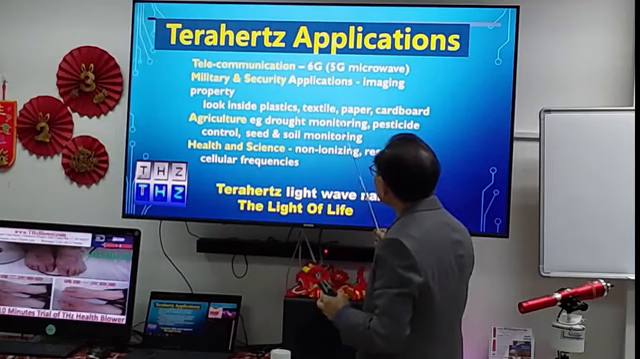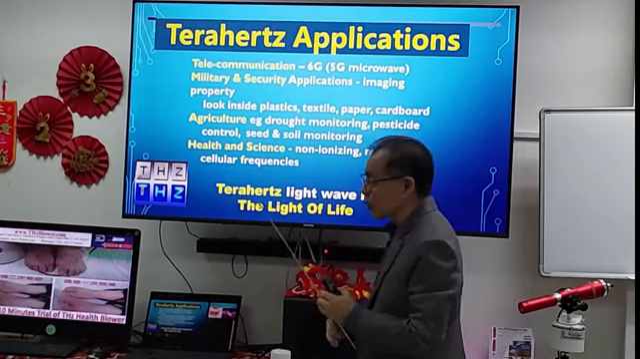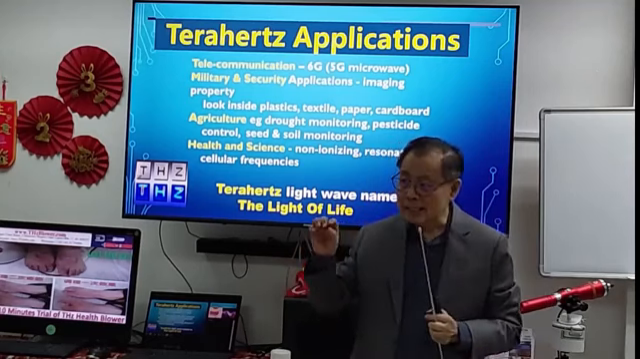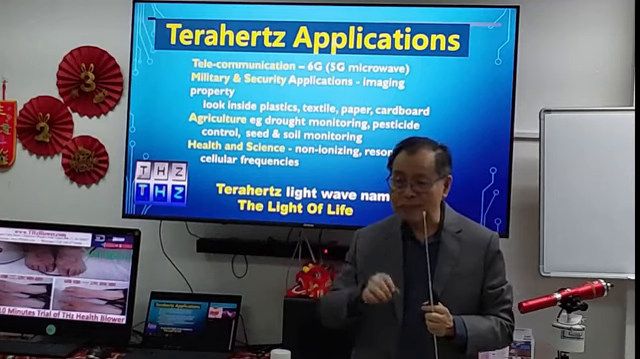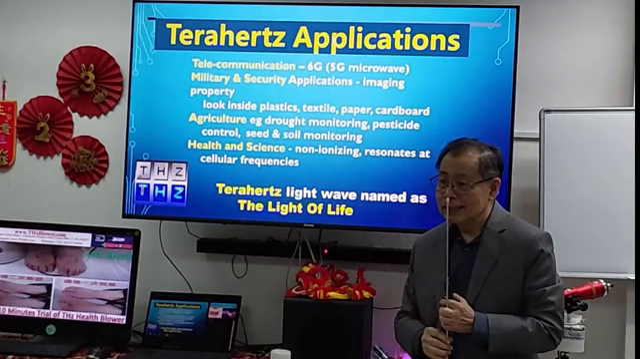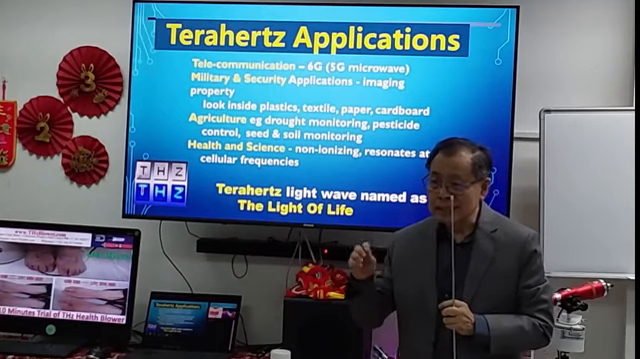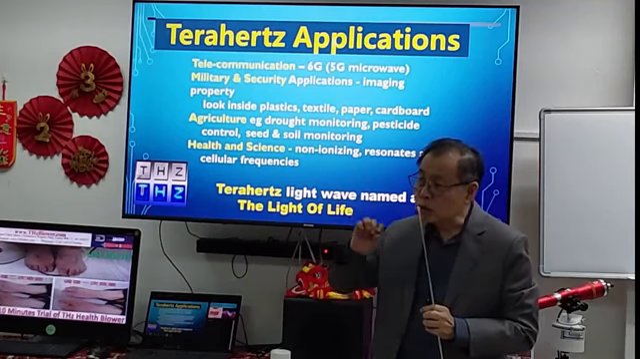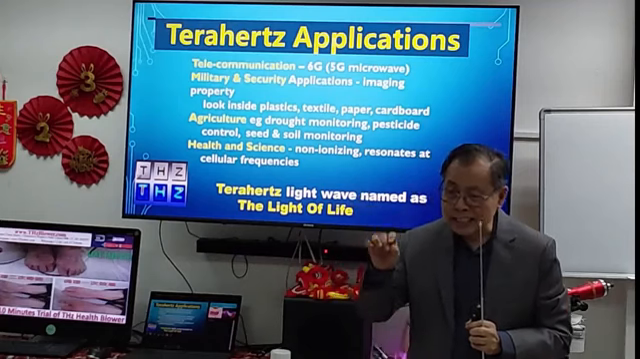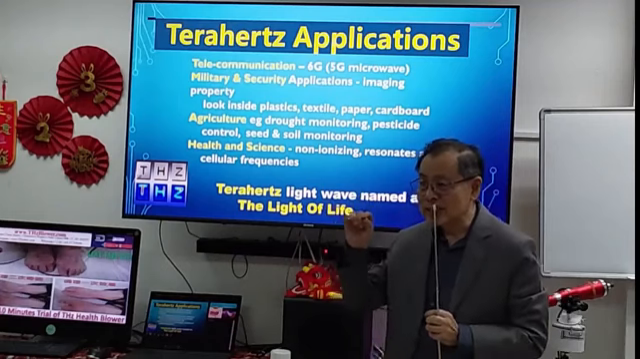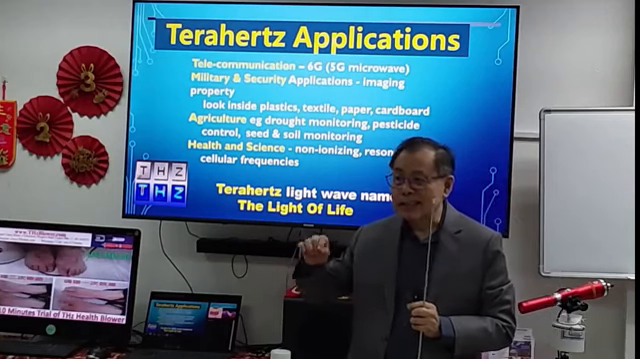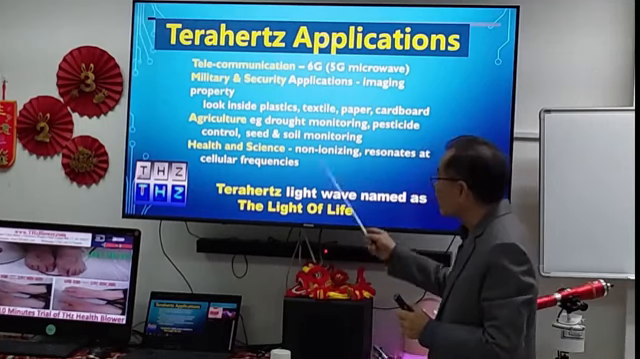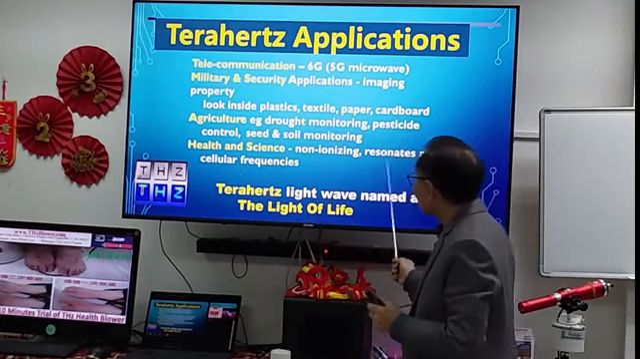Agriculture: you can monitor pesticide control, seed and soil monitoring. This is very interesting because you can detect the difference between pesticide on plants. And drought monitoring: when I looked it up, I found that how they monitor drought is that they use spectroscopy, shining it on the leaves of plants, and they can measure the water content. That's how they determine whether a drought is coming. Isn't that interesting? Because of all these properties, they were introduced to health and science.